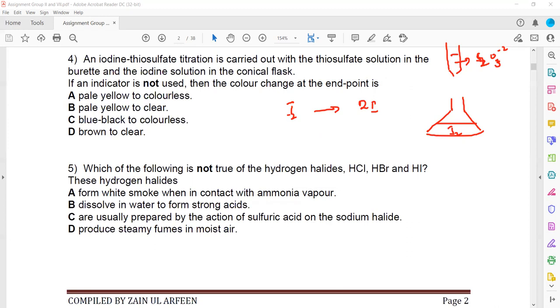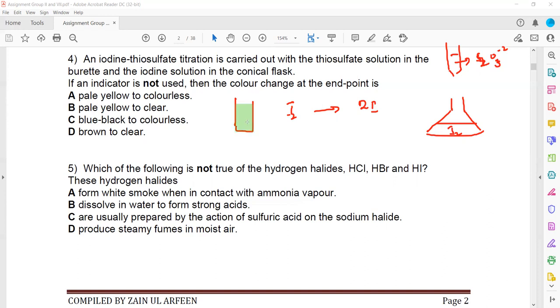And when we check the options, what is the difference? For example, the color disappears. You can have a green clear solution. Clear solution means the solution, for example, might be green in color, but it is clear.